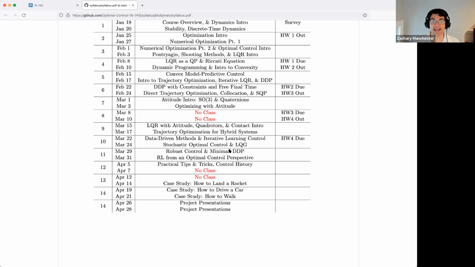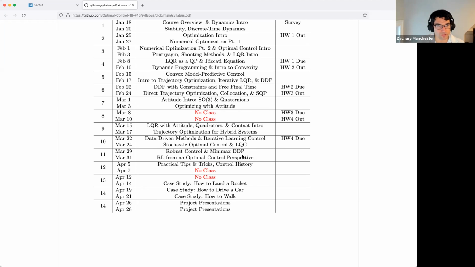Then we'll talk about stochastic optimal control, so noisy sensors, things like this, and the LQG problem, which is a special case, one of the classic bread and butter results in all of optimal control. So this is basically LQR plus a Kalman filter. Then we'll talk a little bit about robust control. So what if you have uncertainties on your model, and some methods for solving those problems.